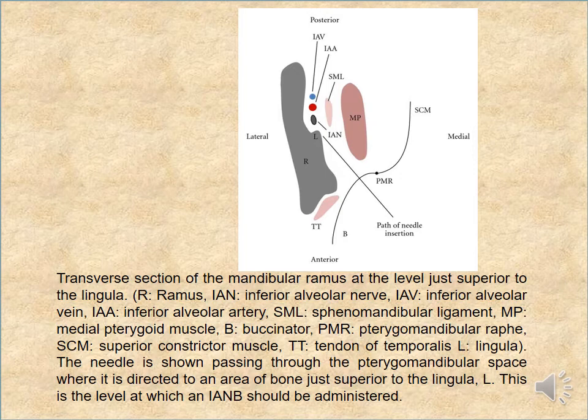This is the level at which an inferior alveolar nerve block should be administered, on this side of the retromolar space, or raphe.